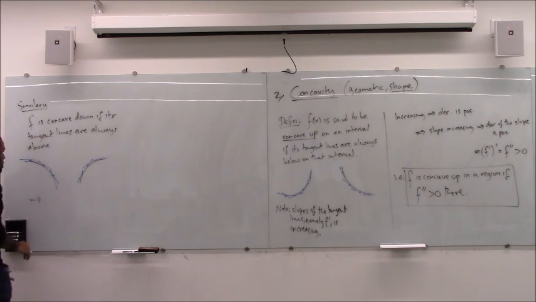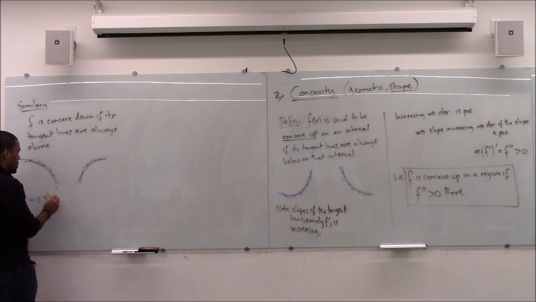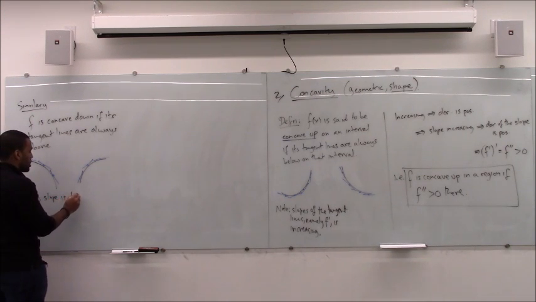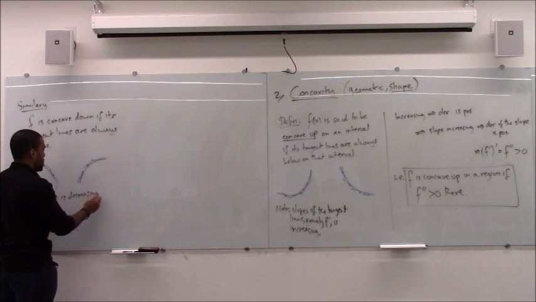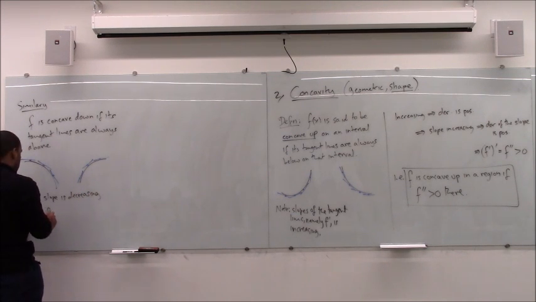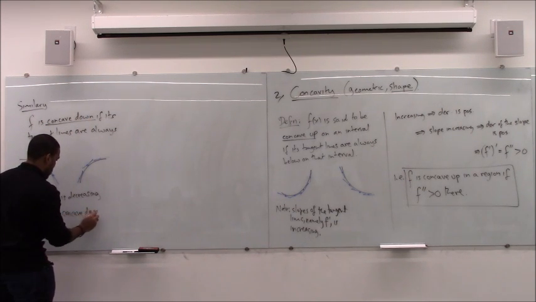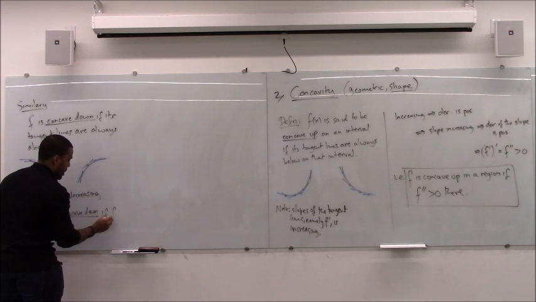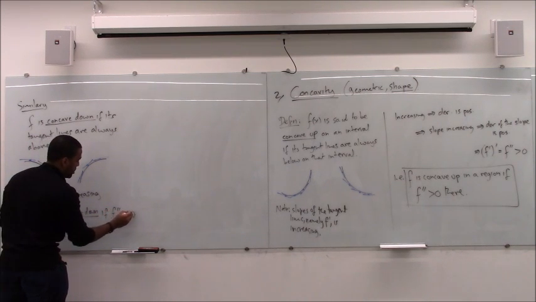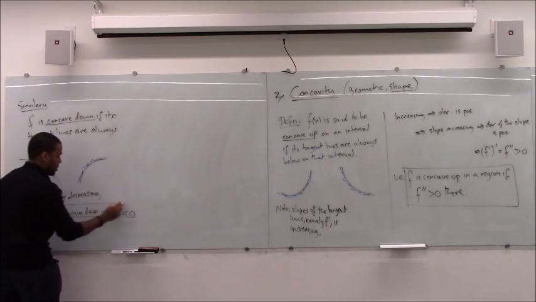This means, notice that the slopes in this case are decreasing. My slopes are getting less and less. They're getting more and more negative. Or it starts out positive, but it's getting less positive. This means slopes is decreasing. And that means f is concave down if f double prime is less than 0. That's what we call it, a double prime.